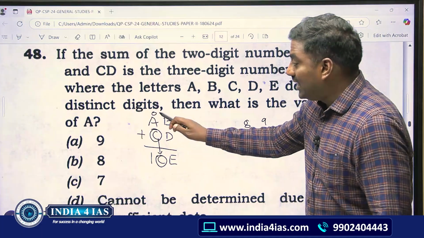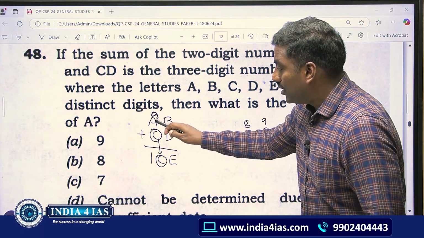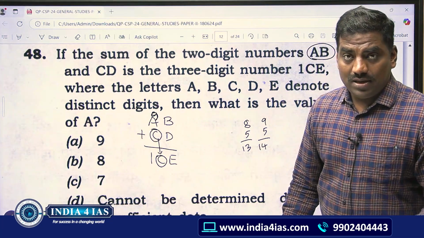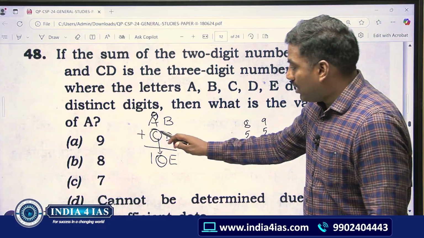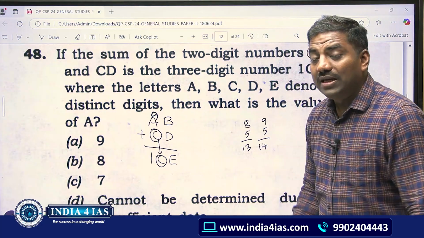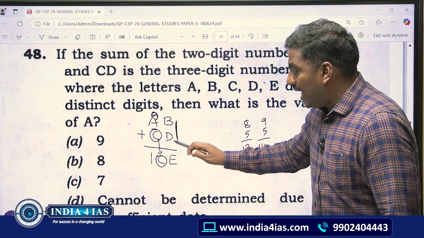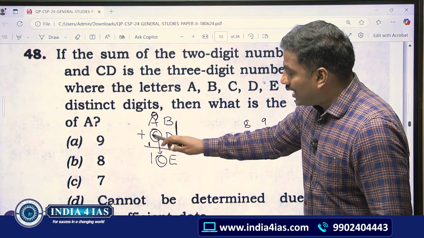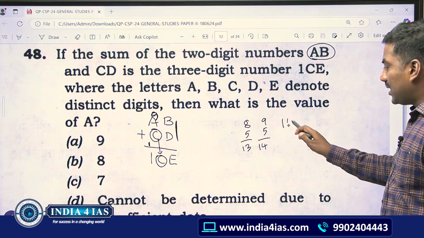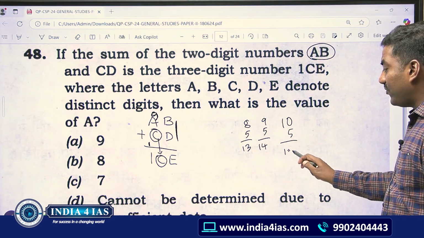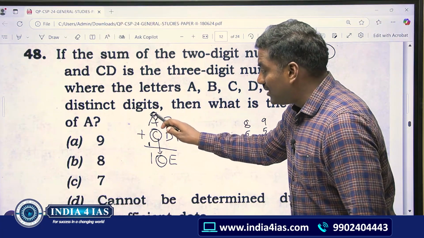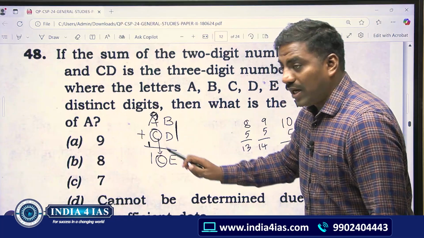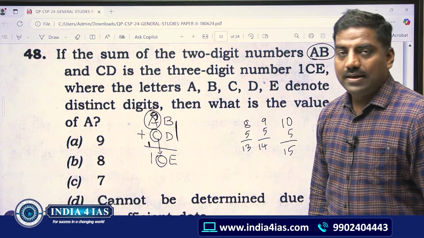But what is the highest value that I can take? It is 9. Beyond 9, I cannot take anything. For any single digit, I can take a value from 0 to 9. So maximum I can take is 9. But I want C here. That means from the sum of B and D, I am getting one carry. When I get one carry, 9 plus 1 is 10. So 10 plus any number, let's say 5, what is the answer? 15. So this can be maximum 9. In that case, I am getting a carry from the previous sum as 1. So this has to be 9.